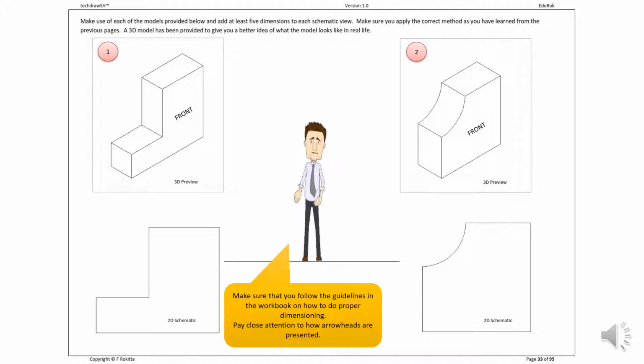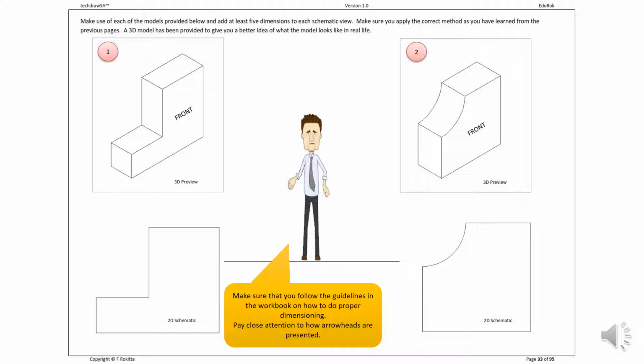This is page 33 of your workbook. On this page you will find two models given to you in 3D preview. These two 3D models will show you what the model would look like in real life. The front view of each model has clearly been indicated. At the bottom of each model you will find the 2D schematic view of that front view of each model. You need to add at least 5 dimensions to each of the schematic views at the bottom.